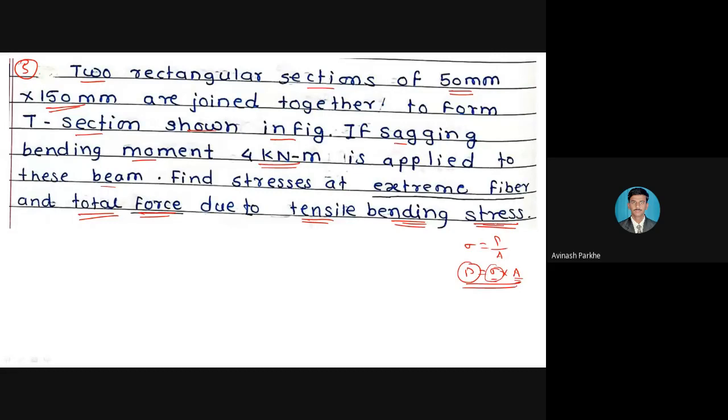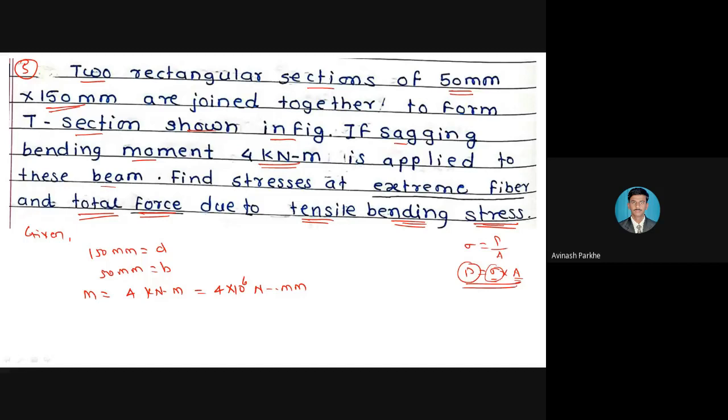Now here, just write down all the given parameters and try to solve this particular problem in your notebook and tell me the answers of the y bar and the moment of inertia. Same problem like previous problem. So the given parameters, the dimensions are given: 150 mm is D, 50 mm is B, capital M is given 4 kilonewton meter, which is equal to 4 into 10 raised to 6 Newton mm.